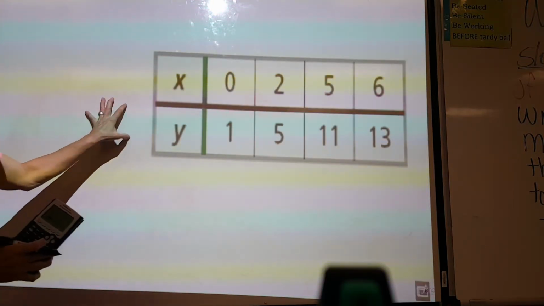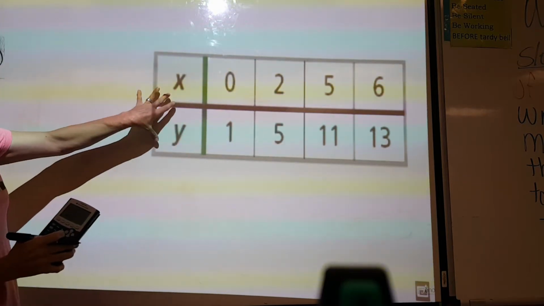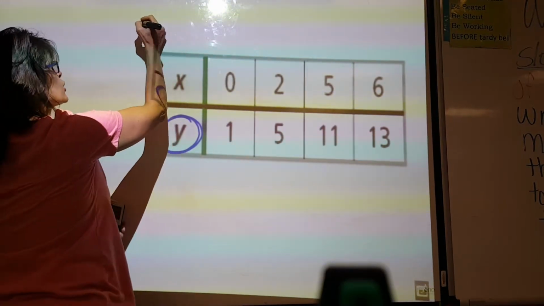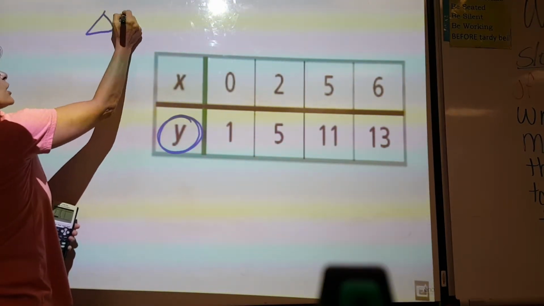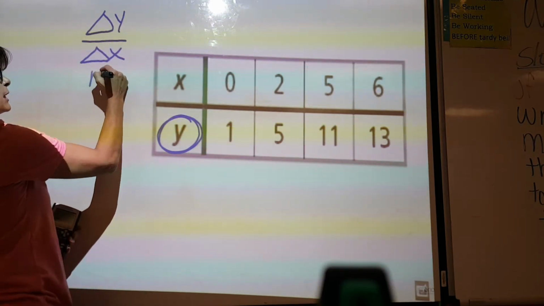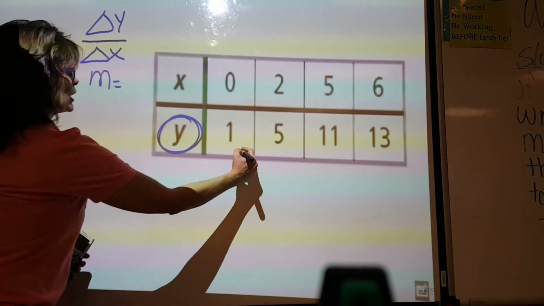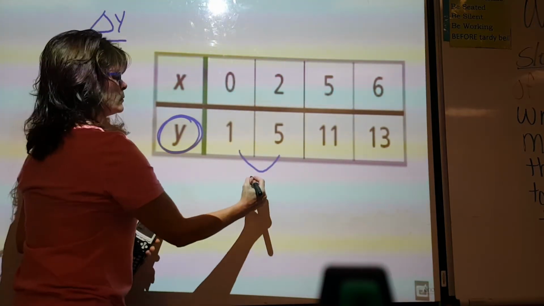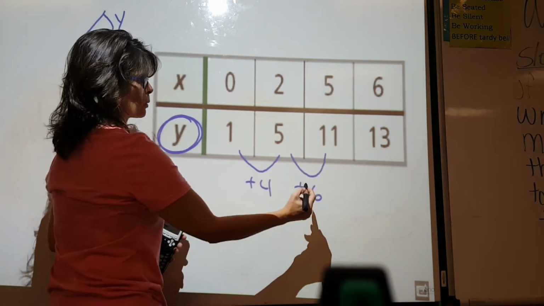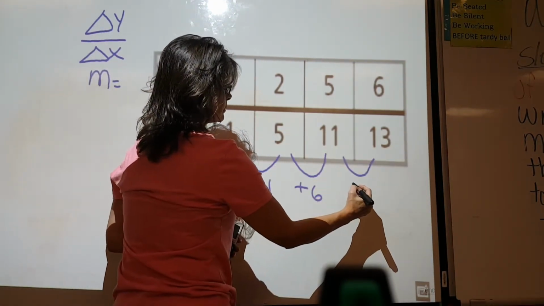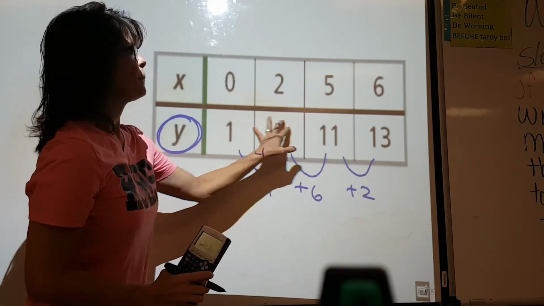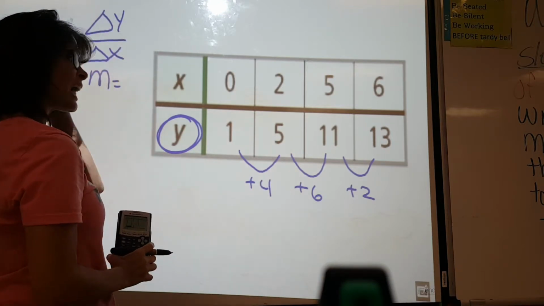All right. Same concept as before. I have a table. I need to make an extreme note to self. This is my y. So I am looking for my change in y divided by my change in x, and that's going to be my slope. So my change in y. From 1 to 5, I have added 4. From 5 to 11, I have added 6. From 11 to 13, I have added 2. None of these are the same number. There's not a pattern here that I can see, but I'm not going to get upset.